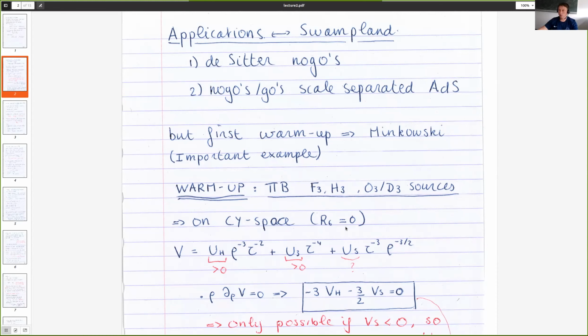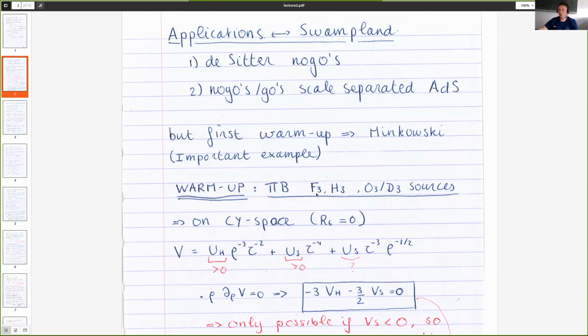Then the internal curvature is exactly equal to 0. And the fluxes that I want to put will be F3 and H3, and the sources will be orientifold 3 or D3 sources, okay? So I can use the formalism I developed in the previous lecture, and my energy density in 4 dimensions would look in the following way.